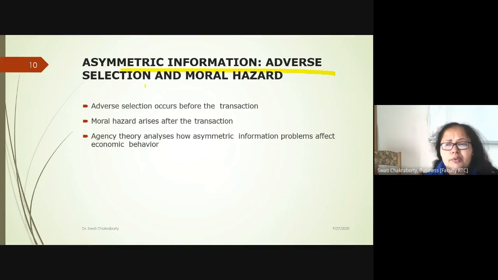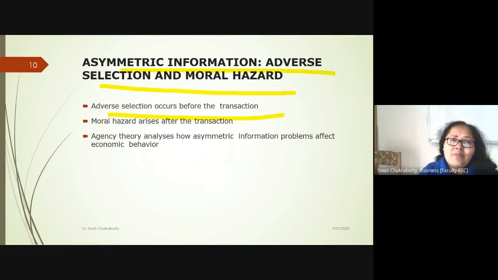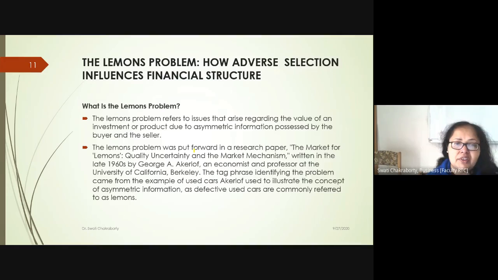Asymmetric information, that's what we said, is where we have adverse selection and moral hazard. Adverse selection happens before the transaction, when you don't have the right information and you end up making the wrong purchase. Moral hazard happens after the transaction, where you say something, and once you get the funds, you use them for some other risky projects, and the other party doesn't know. Agency theory analyzes how asymmetric information problems affect economic behavior.